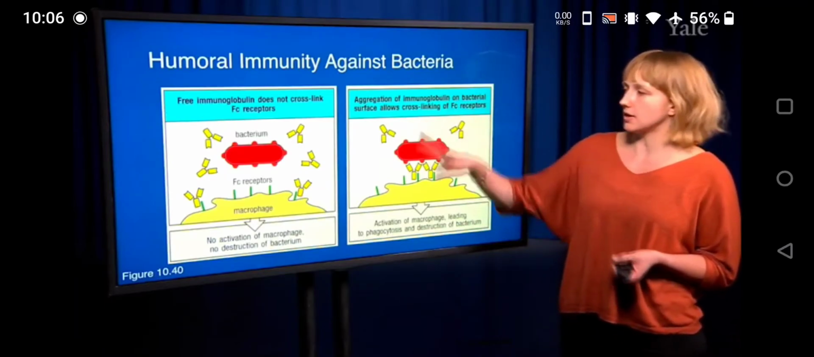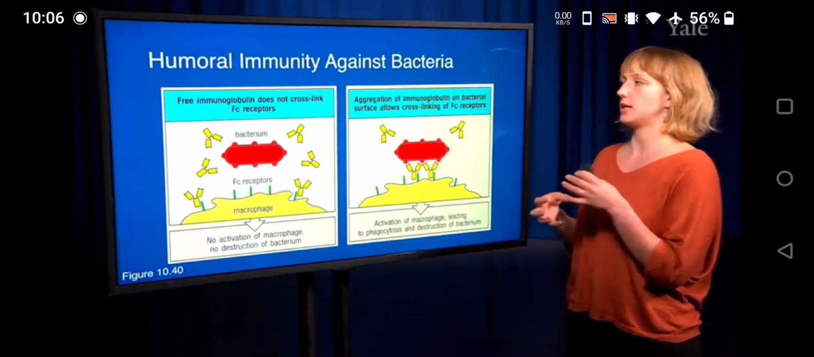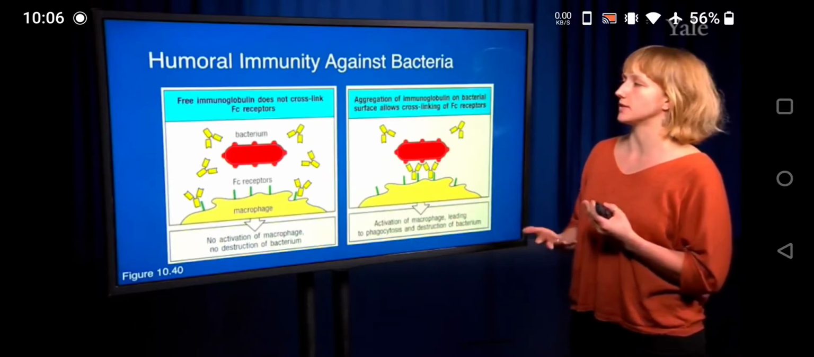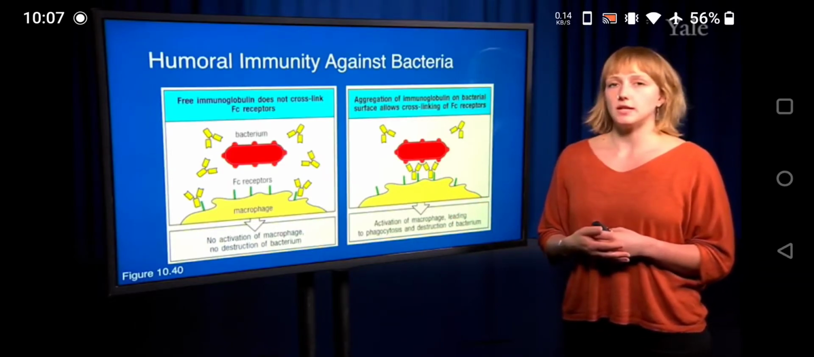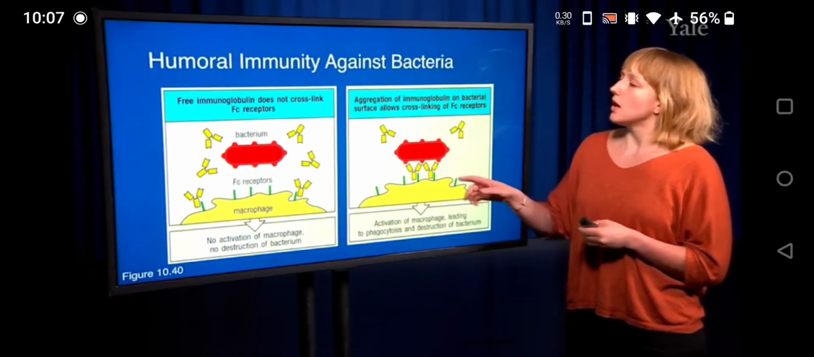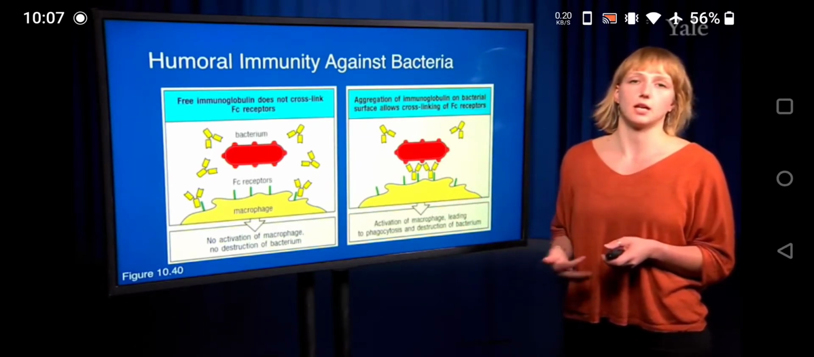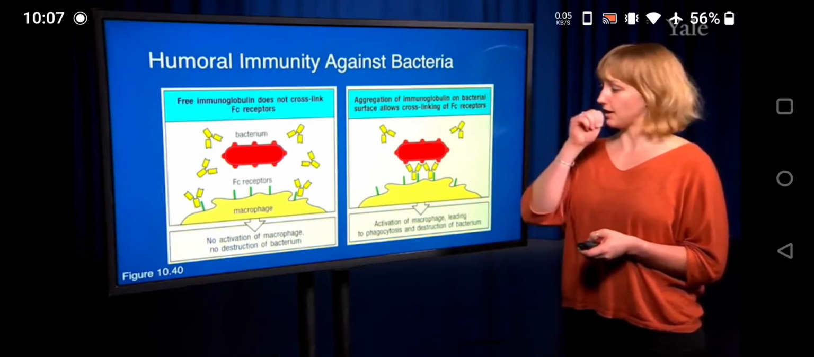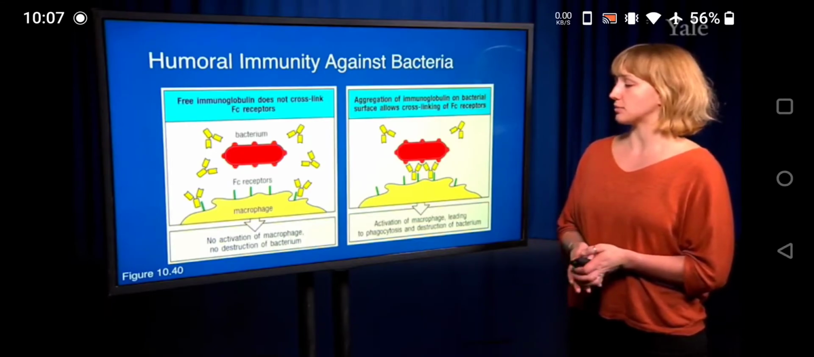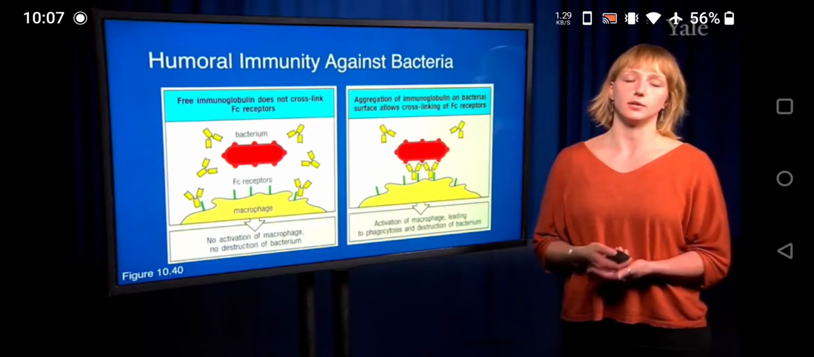However, on the cell surface of the bacterium, antibodies will bind in very close proximity, leading to aggregation of immunoglobulins on the bacterial cell surfaces. Then, when these antibody-coated bacteria interact with macrophages, this aggregation of immunoglobulins on their cell surface will lead to the cross-linking of the Fc receptors on the surface of the macrophages. This leads to macrophage activation, as well as increased phagocytosis and destruction of the antibody-coated bacteria.